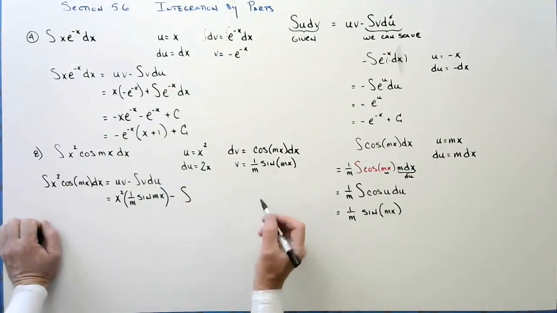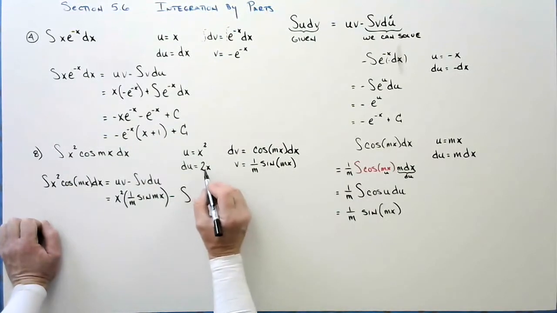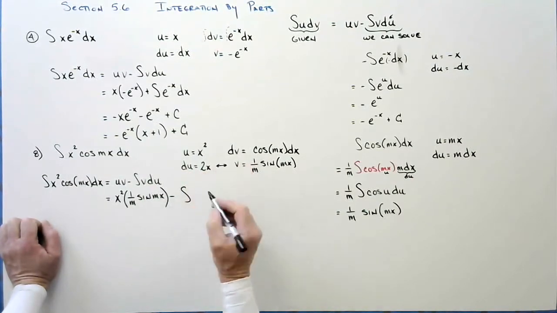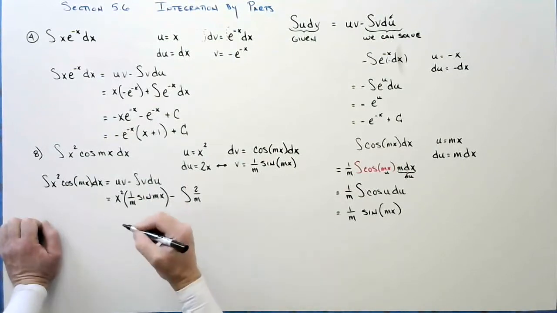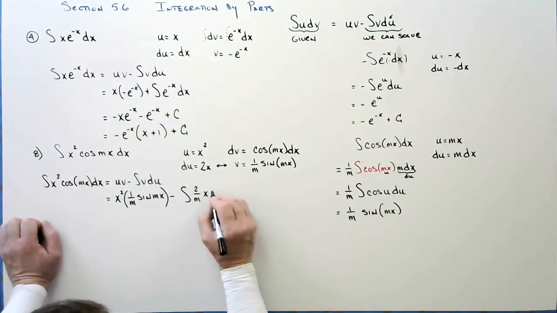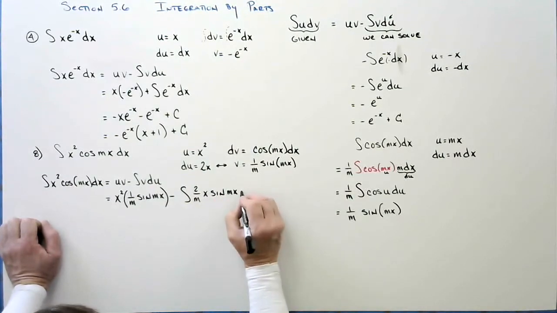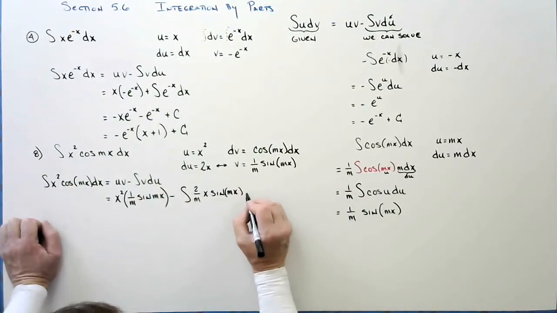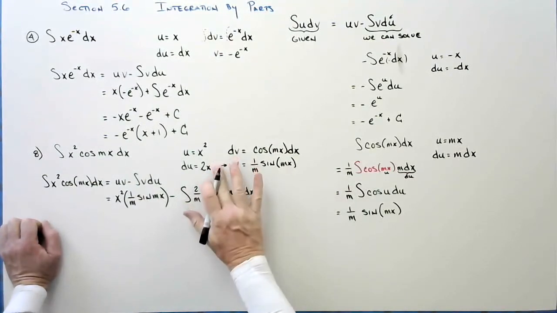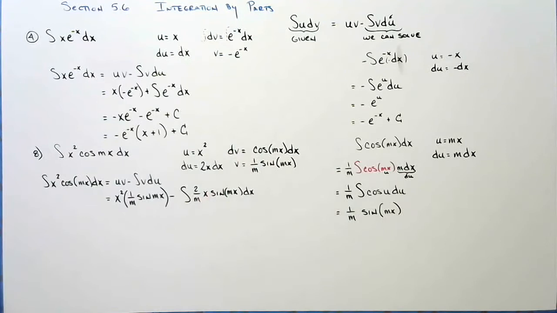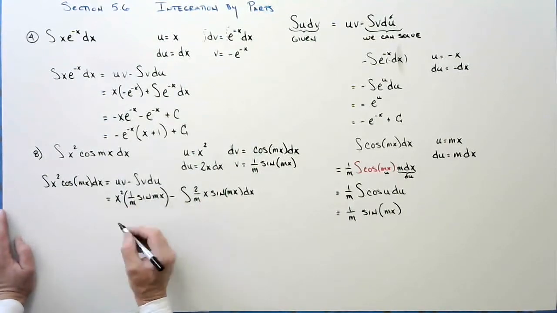The integral of v du is going to be, if we're going to multiply these two together, right? V times du. So we're going to have 2 over m. That's just a constant. We'll move that out front. x sine mx dx. The dx comes from the derivative right here, x squared. It's 2x dx. I forgot to write that part down. So now we're left with this integral that we're going to have to simplify. This is done, right? We're done here. There's no more work here.